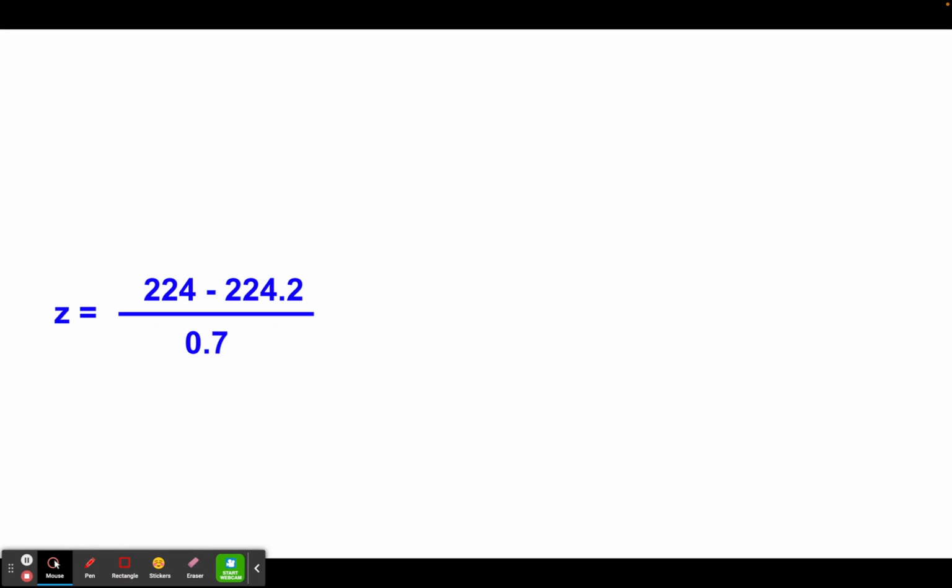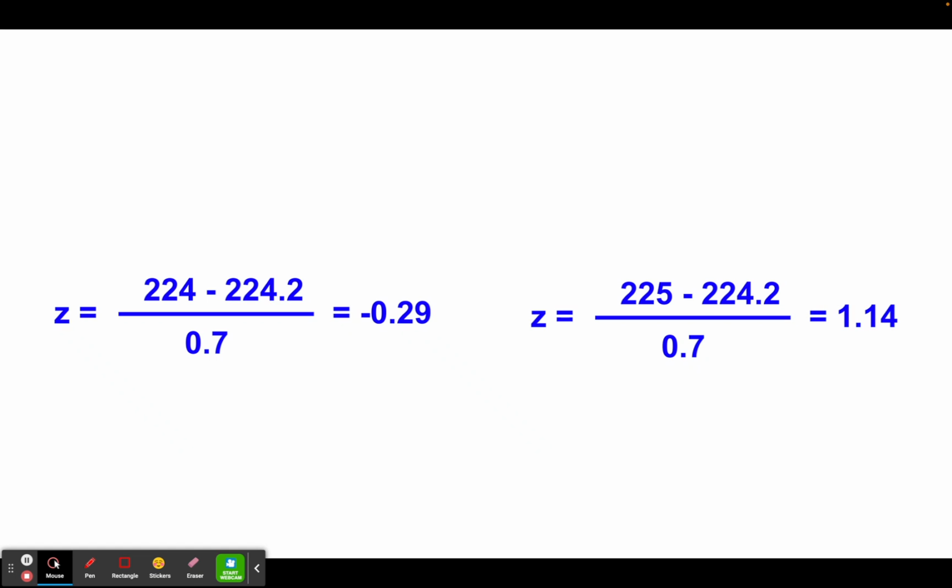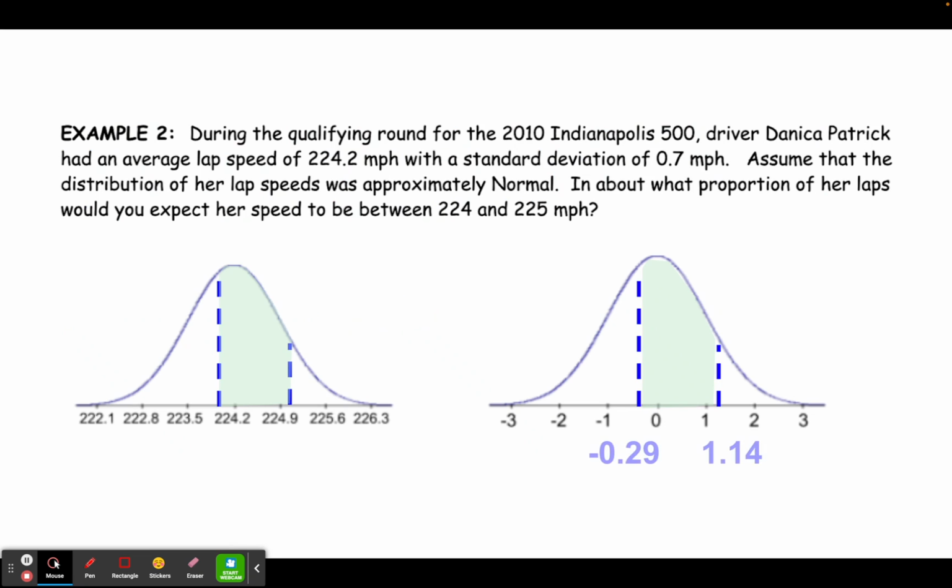For the lower performance, the 224, I subtract the mean of 224.2 and divide by the standard deviation, and that gives me the negative z-score that I expected. For the lap speed of 225 miles per hour, I subtract the same mean and divide by the same standard deviation. That gives me a positive z-score of 1.14. And be careful with rounding here. So I have a negative z-score and a positive z-score. Those look right based on where we drew our lines in our graph.